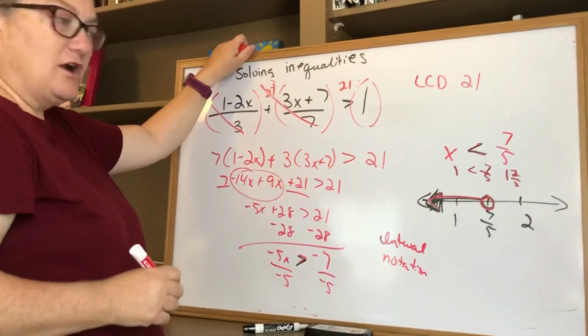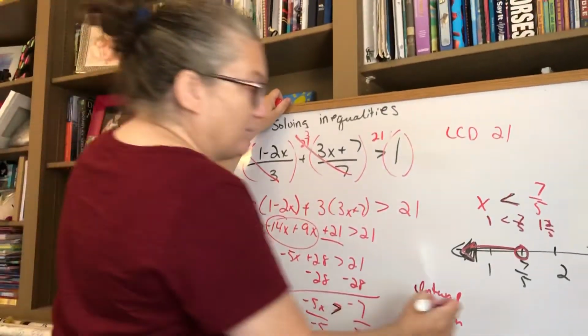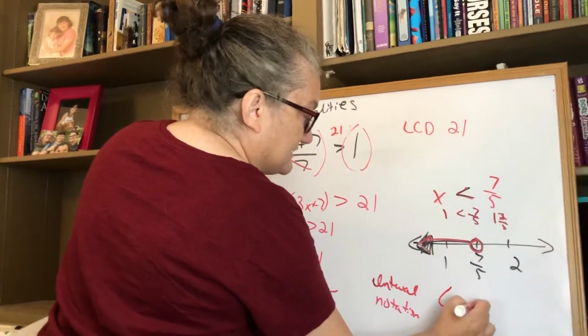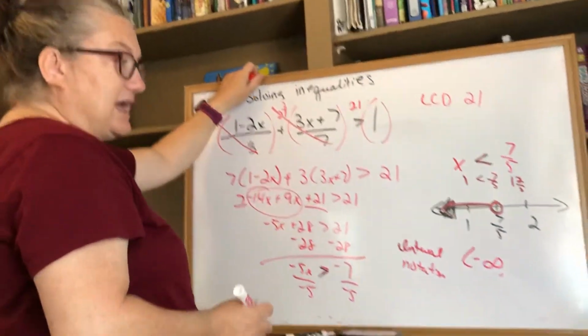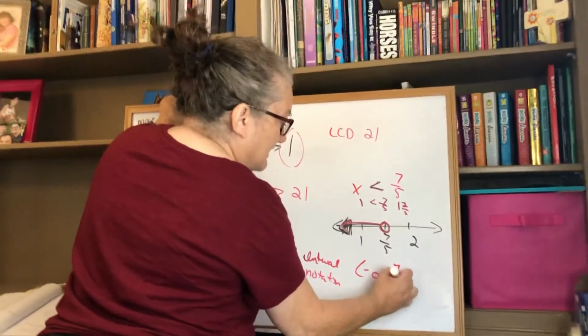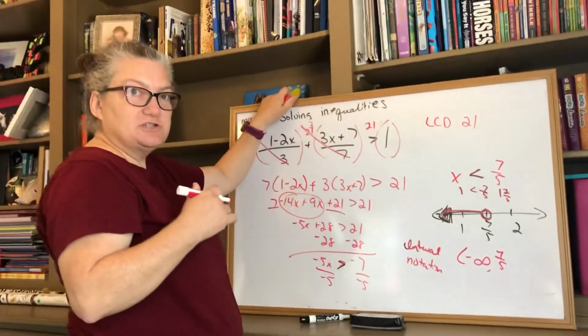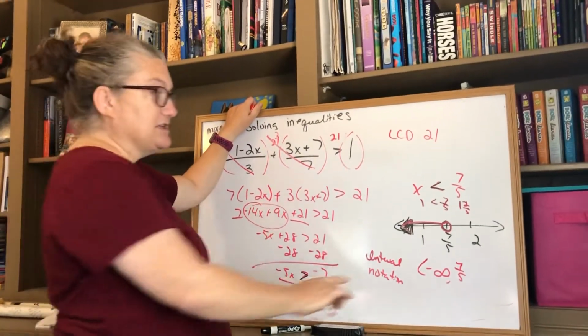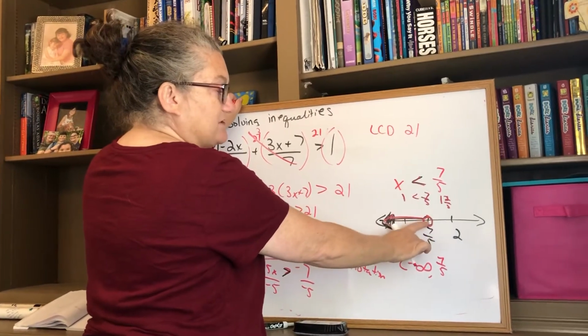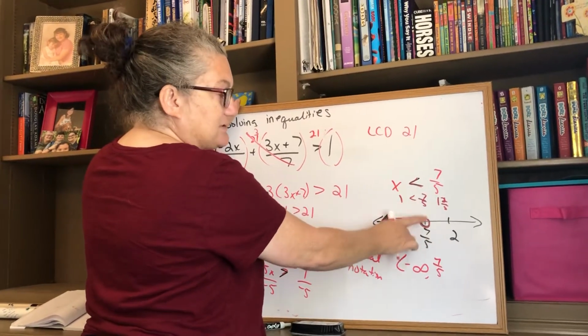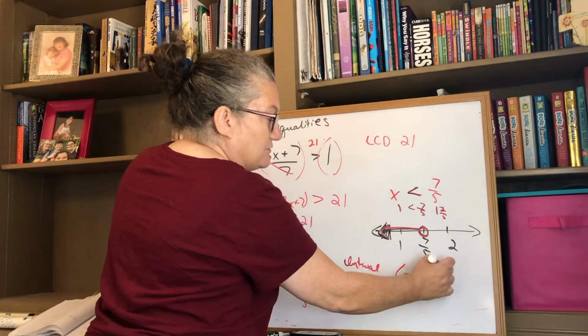Where does our graph start? It starts all the way down here in negative infinity land. We always use a parentheses for negative infinity. Where does it stop? It stops at 7/5. Is 7/5 part of the solution? The only way it's part of the solution is if we have an equal sign, which would make a solid dot. It does not have an equal sign. It is an open dot, so we use a parentheses.